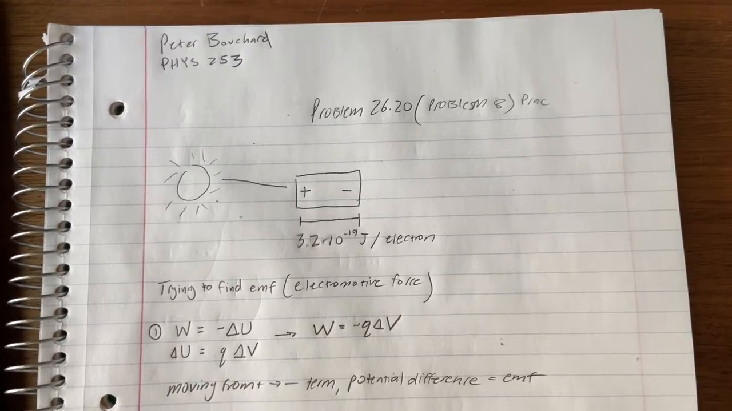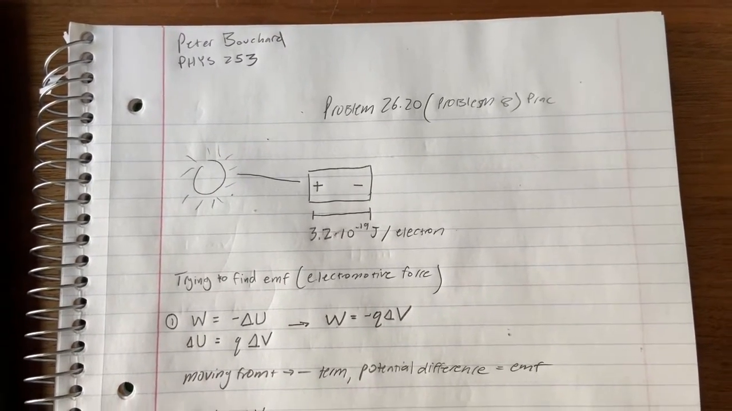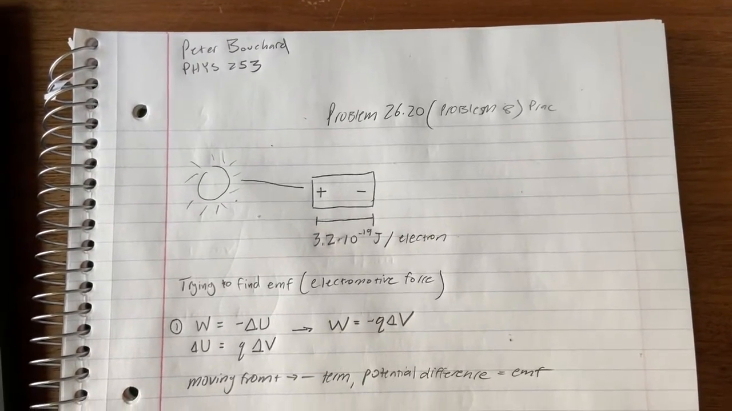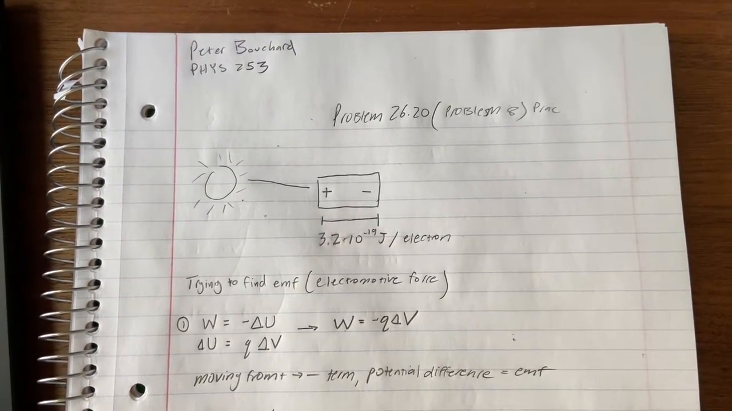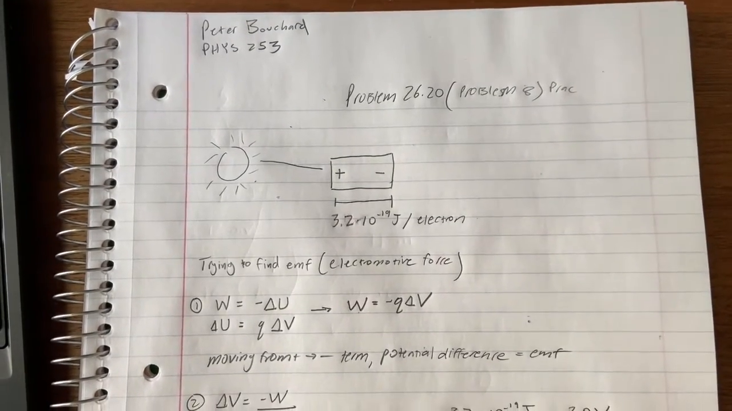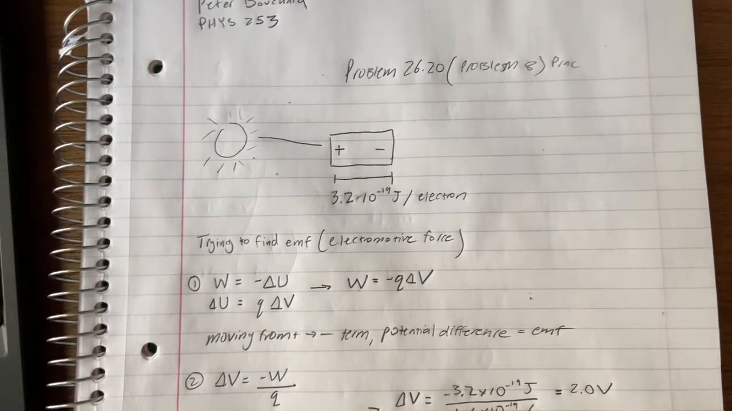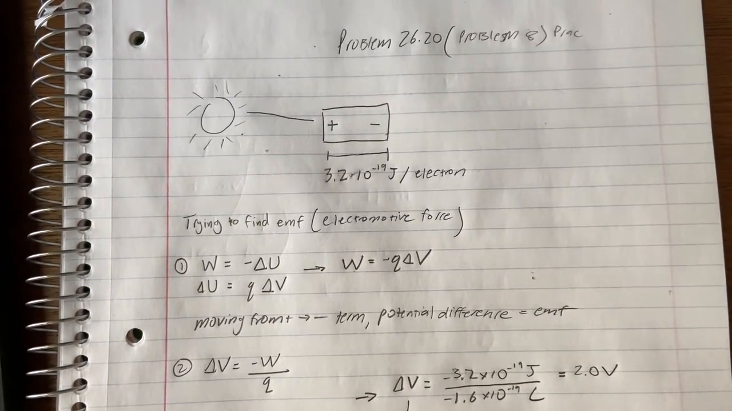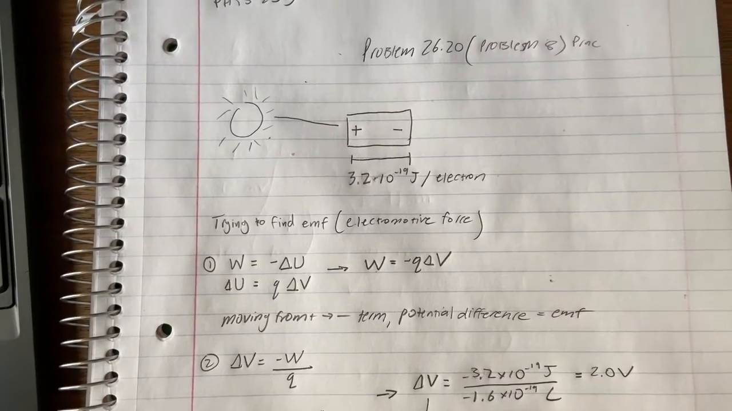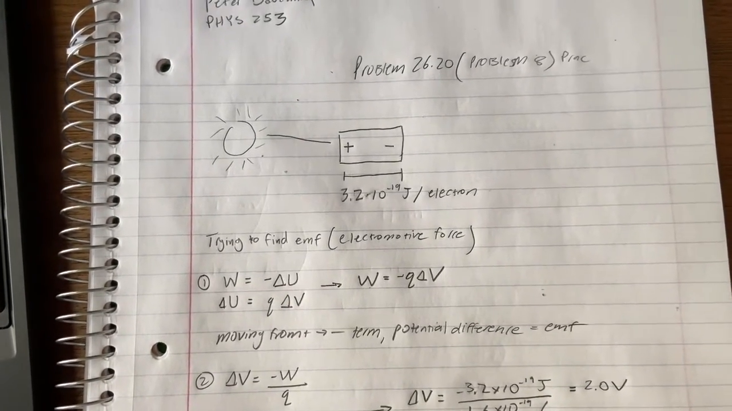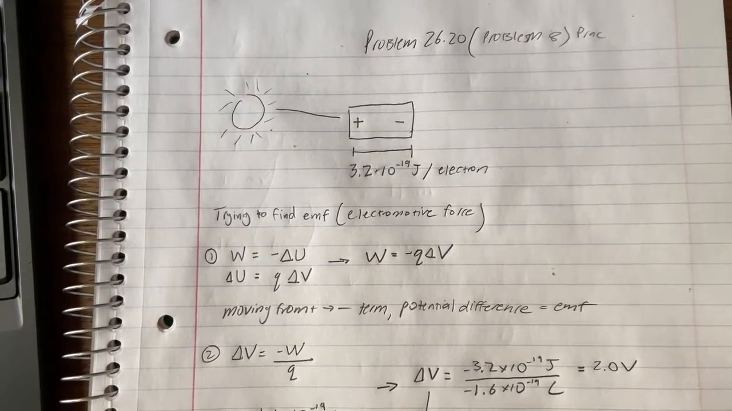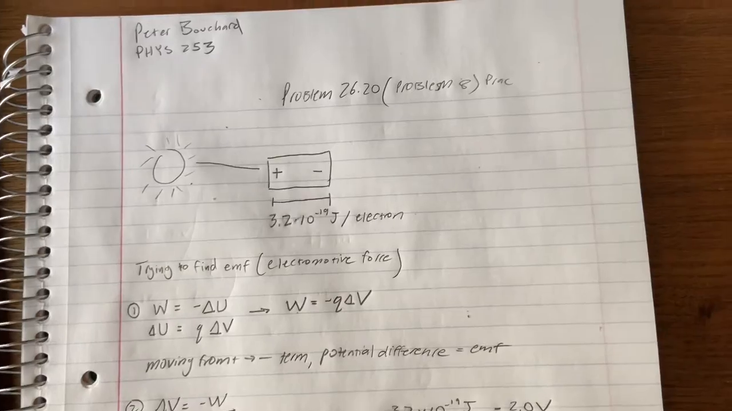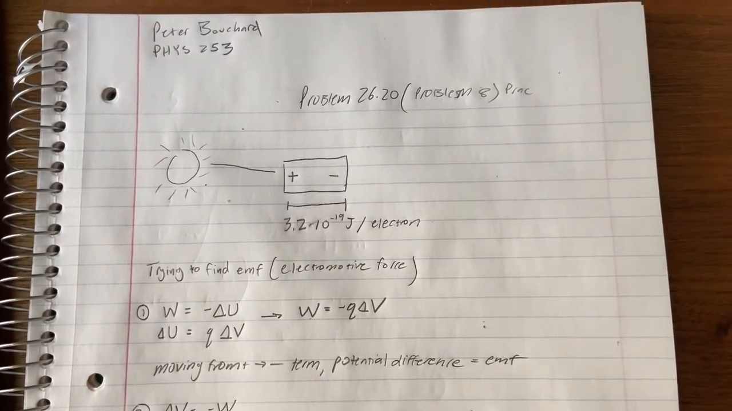So in this problem, we are told that the light from the sun allows a solar cell to move electrons from the positive to the negative terminal, and in doing so, it's going to do 3.2 times 10 to the negative 19th joules of work per electron. And we're trying to find the EMF, or the electromotive force, and this electromotive force is going to be the energy per unit electric charge that is going to be imparted by an energy source. So in this case, we're dealing with a sun and a solar cell.